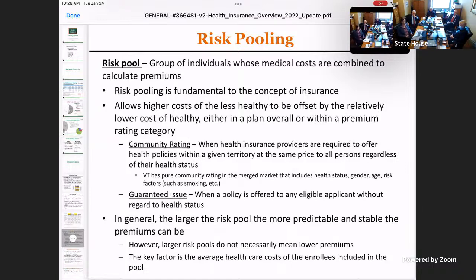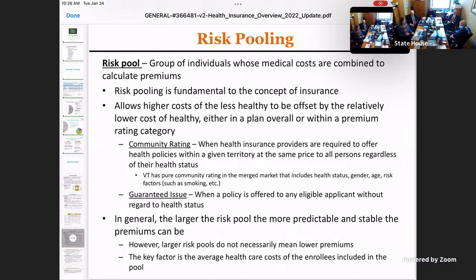And the federal government did allow states to make some differentiations in how they rated different categories of people. You could have people pooled for community rating based on whether they're a smoker or a non-smoker, right? We know that smokers tend to have higher health care costs over time than non-smokers.